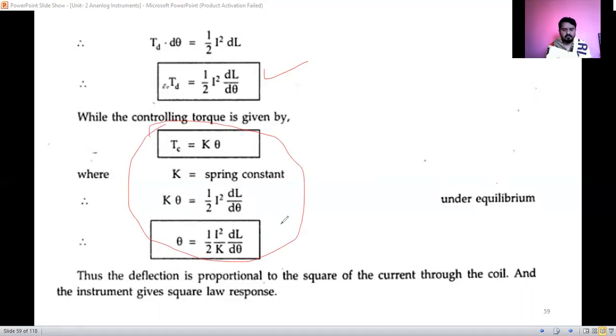Someone is speaking. Nilesh Babar, yes. Babar Nilesh, anything you want to ask? No, sir. Okay.